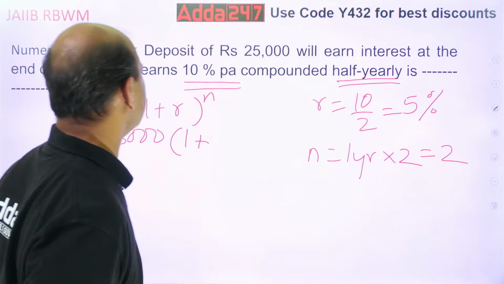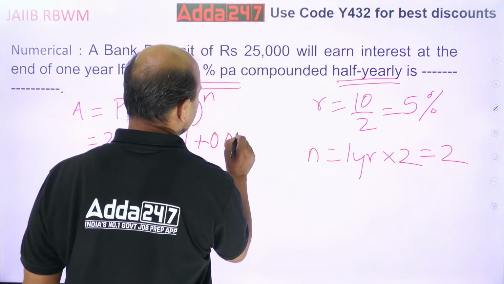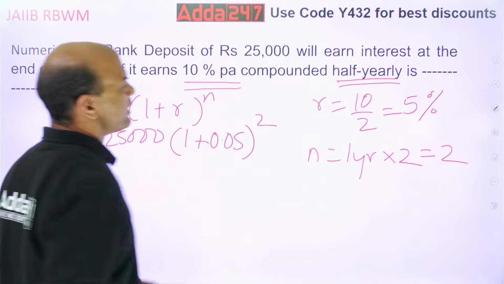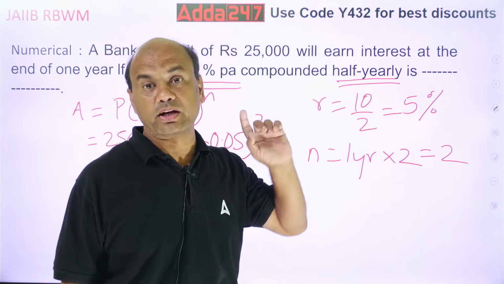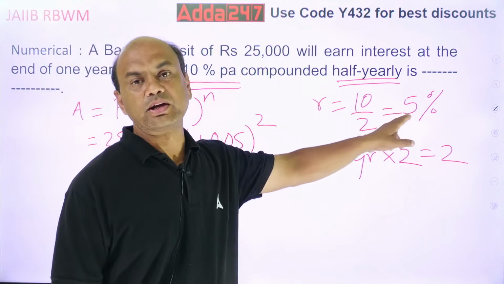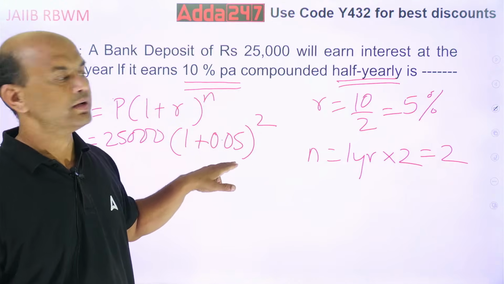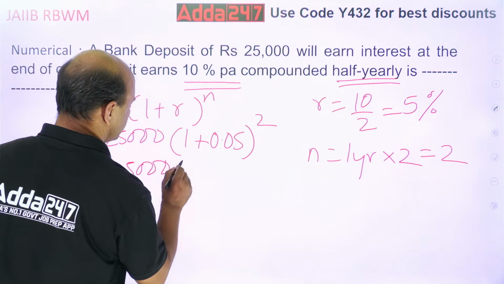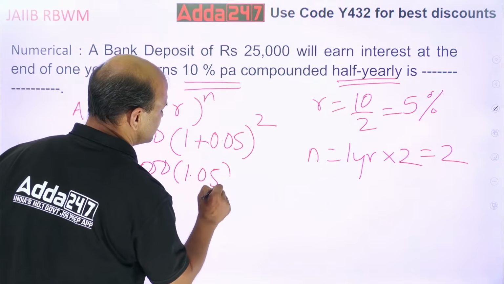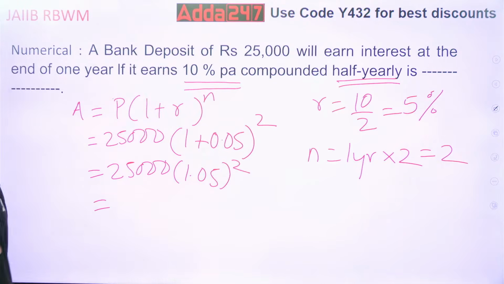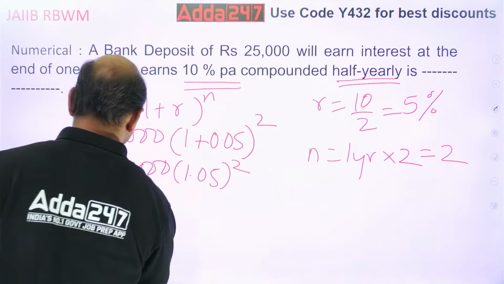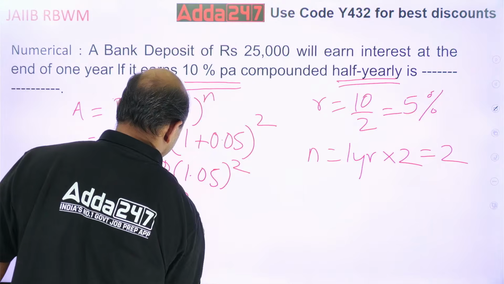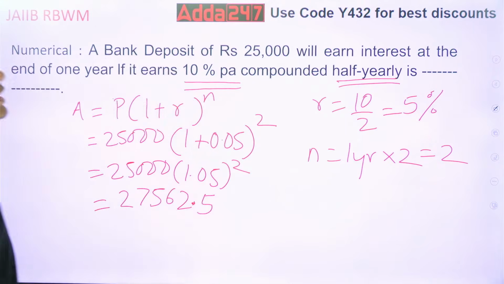So now solve this. 1 plus 0.05 raised to 2. 5%, percent means divided by 100, so 0.05. And N is 2. Now solve this. 25,000 into 1.05 raised to 2. So you must get the answer as 27,562.5. Everyone got this?